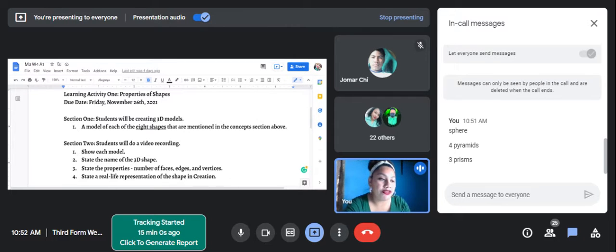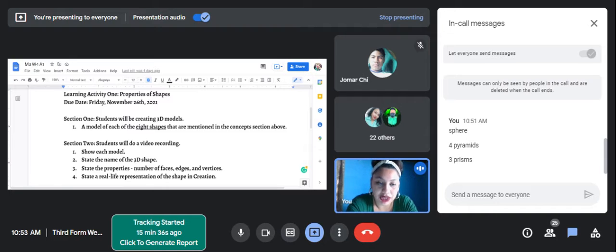Now, once you have made them, you have your sphere, your four pyramids, your three prisms, then you are going to be taking your models and you're going to be doing a video on them. And what you're going to be saying is that okay, you have a triangular base prism. You say the name of it. This is a triangular base prism, or this is a tetrahedron, and you show your model. You don't have to video yourself, you can just video your models and then your hand and whatever, right? But be creative in making a video.